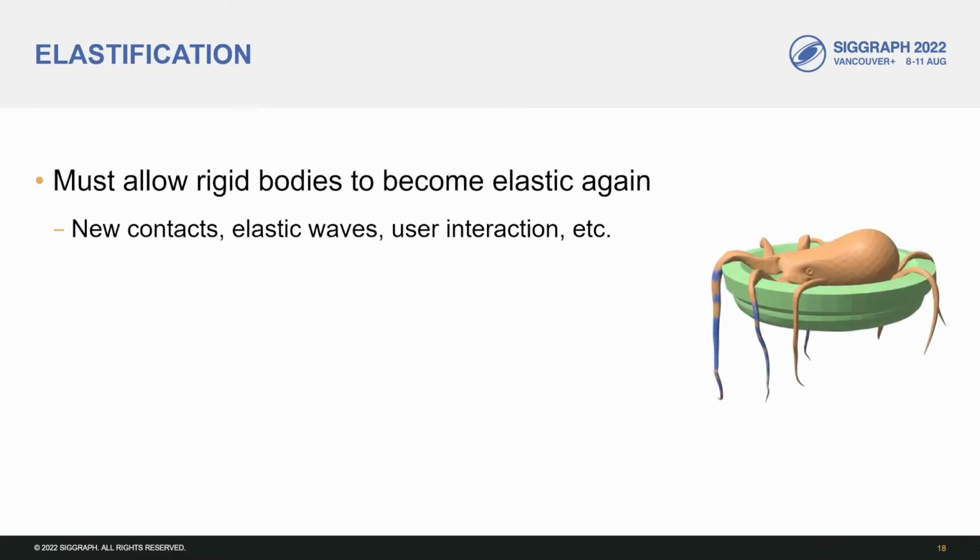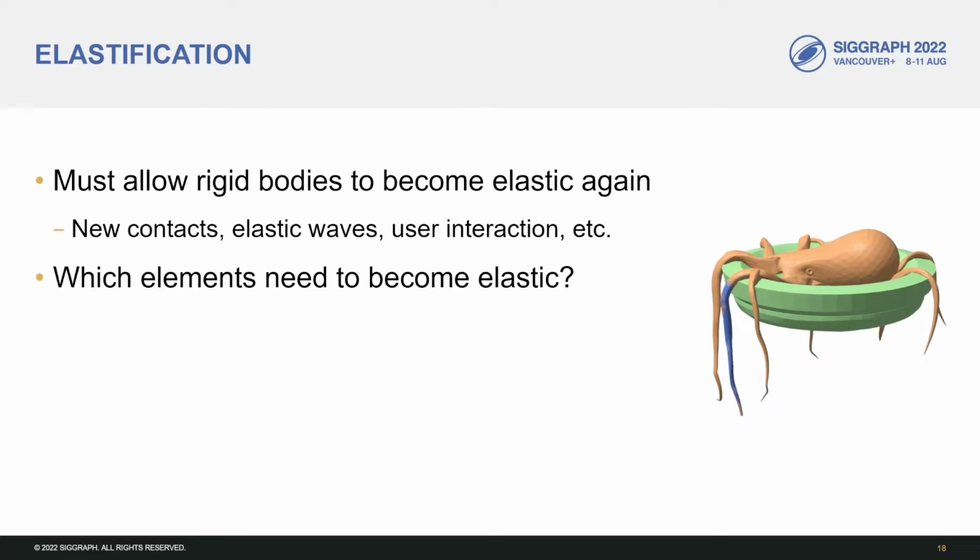We must allow rigid bodies to become elastic again when necessary. For instance, new contacts, elastic waves, user interaction, and so on require elastification. So, which elements need to become elastic? A perfect oracle for predicting which elements will have non-zero strain rate in the next step could be to simply solve the full elastic system, but this is expensive. Instead, we propose a cheap solution.